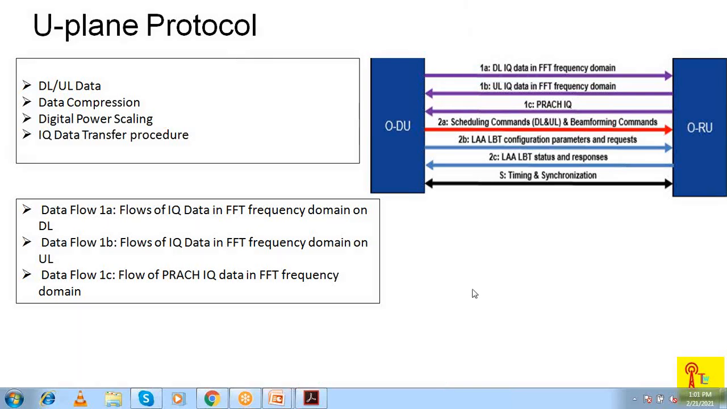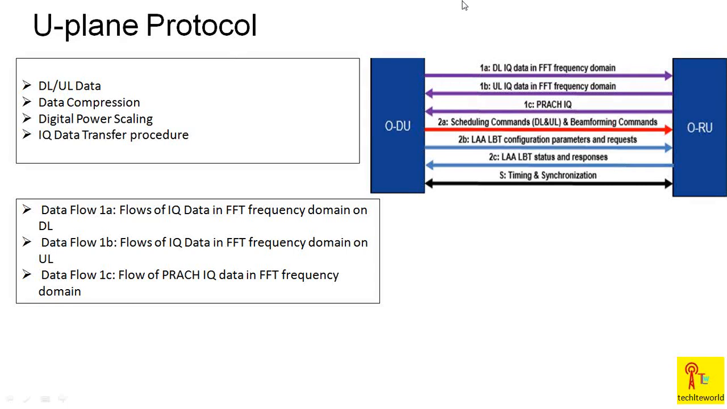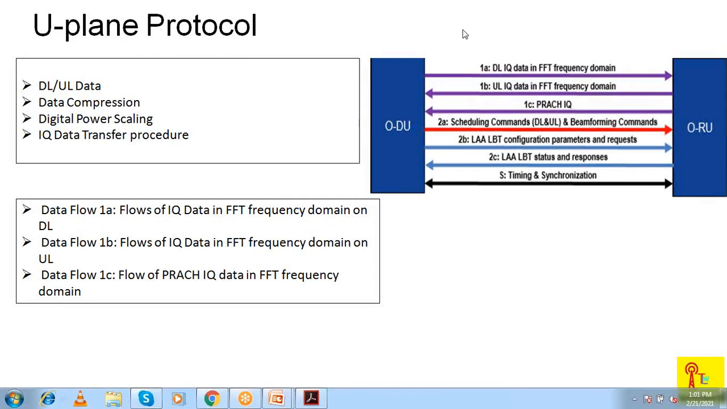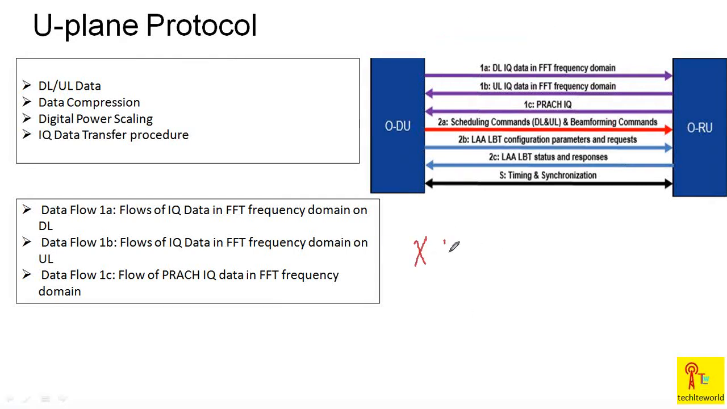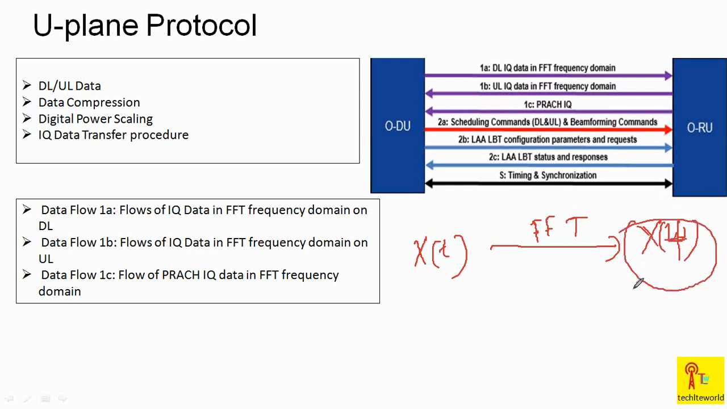You people might have heard about Fourier transform in your graduation level course. In Fourier transform, suppose x(t) is there, right? x(t) is your actual data, means actual time domain data. By doing FFT, fast Fourier transform, we can find X(omega), right? So this is X(omega) or X(f). This is the frequency domain data. So how we can convert those data?